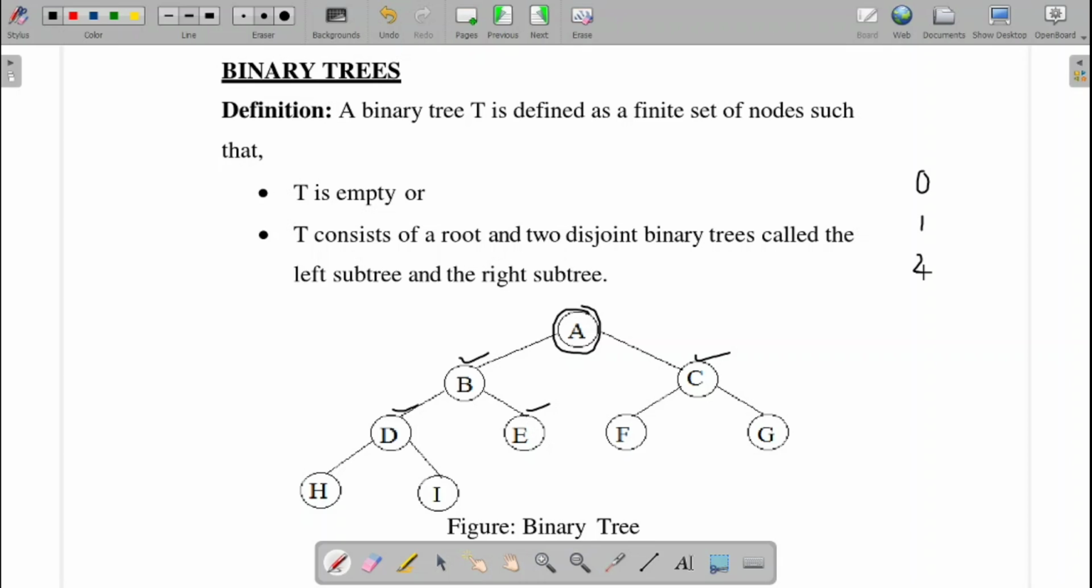The binary tree is either empty or can have a maximum of two children, that is, two disjoint binary trees. One we call the left subtree, which is towards the left side, and the second we call the right subtree. So in this case, A is the root node, B is the left subtree, and C is the right subtree.